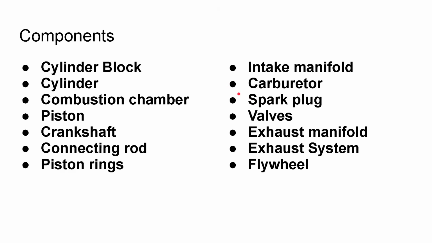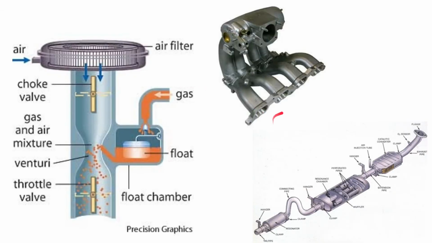So there can be 4 pipes which will collect all the exhaust gases, which are the products of combustion, and those 4 pipes will merge into one. That small system is called the exhaust manifold, and then the exhaust pipe comes out, and there are a few components which are used.